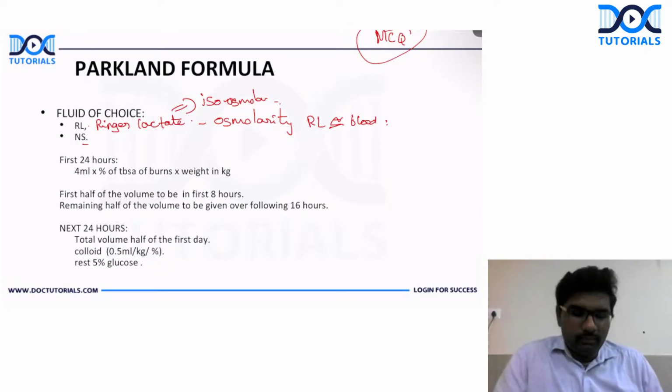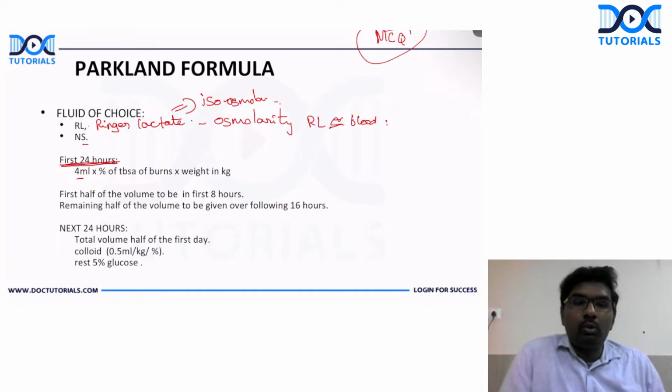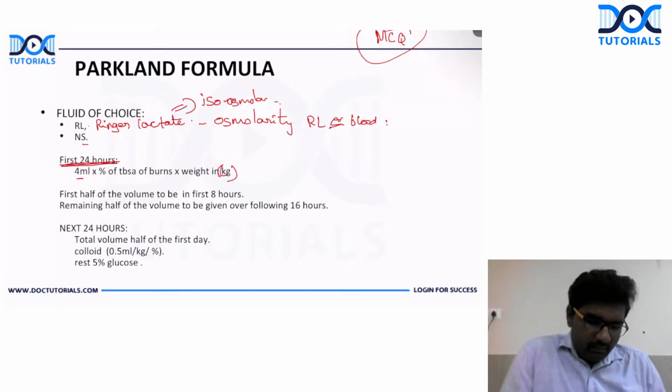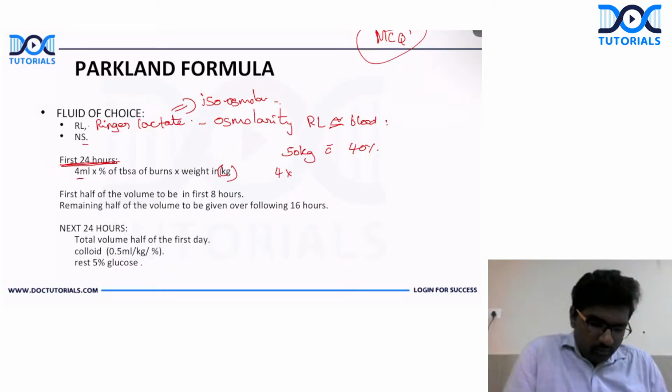So what is the formula here? For the first 24 hours, it is 4 ml into percentage of total body surface area of burns into patient's weight in kg. For example, a 50 kg male with 40% burns. So here 4 into 40 into 50. It will be 2000 into 4, around 8000 ml.